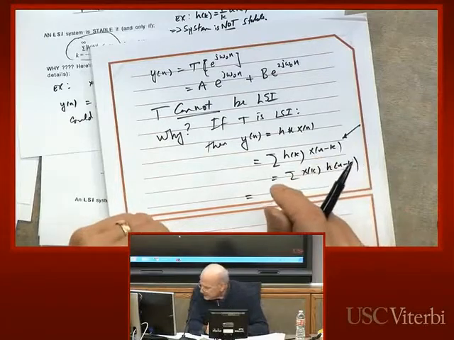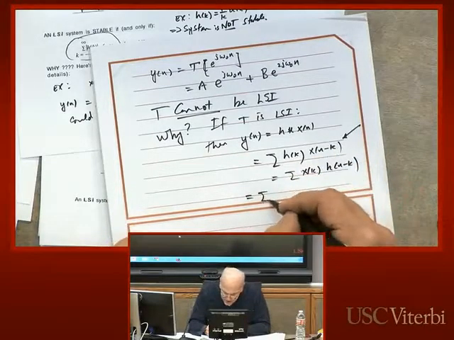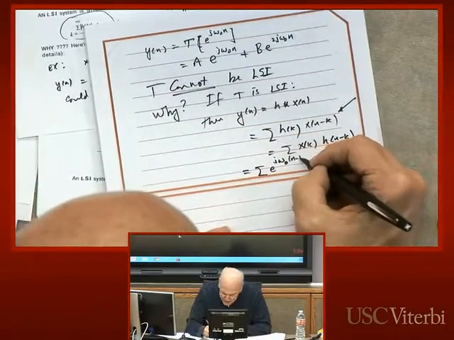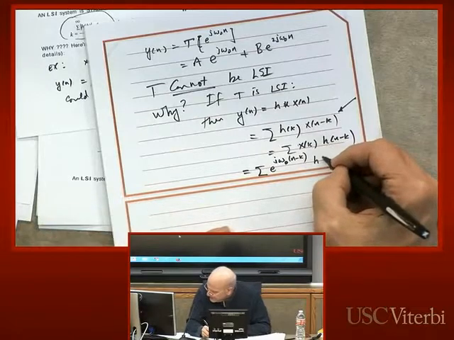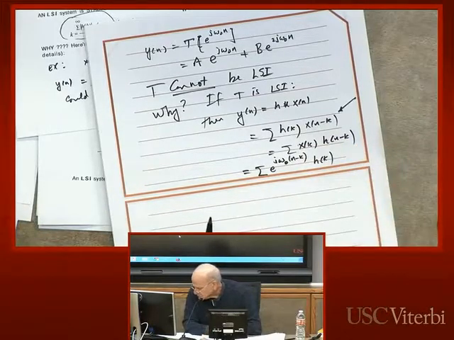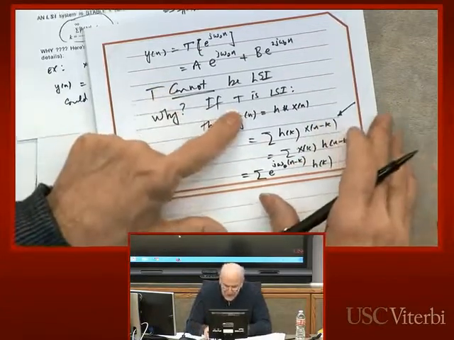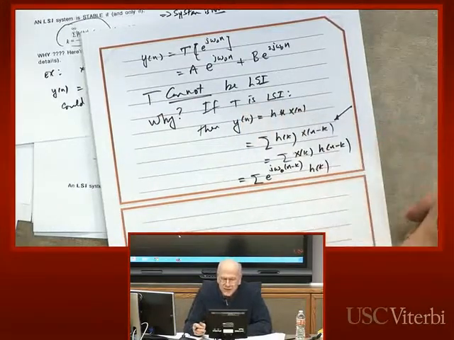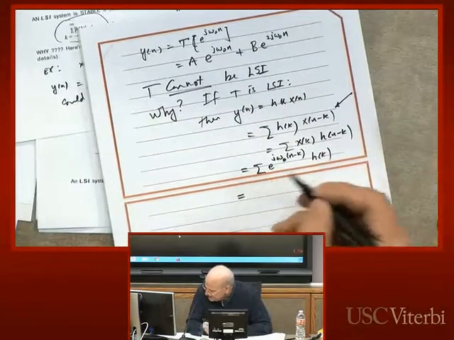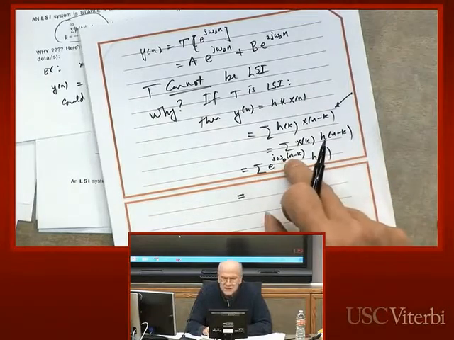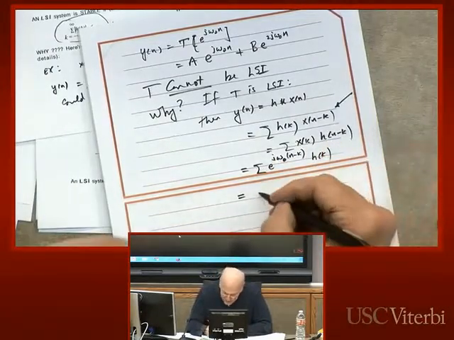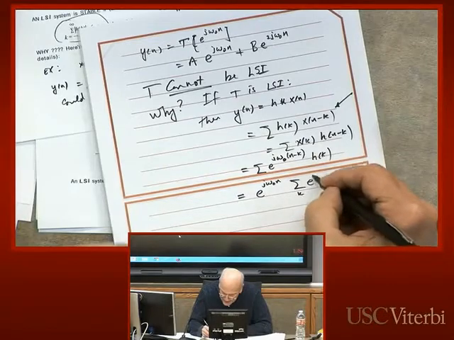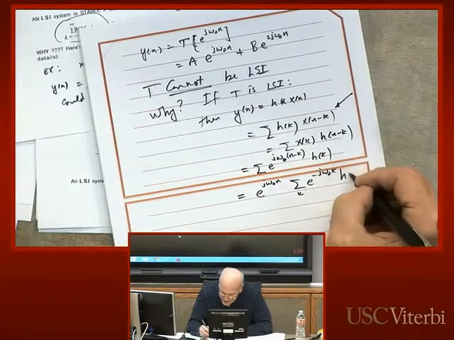Anyway, to continue, that's going to be the summation of e to the j omega naught n times h of k. Remember, the input is e to the j omega naught n. So if T is linear shift invariant, then we can write the output for any input. Check this out: n doesn't depend on k, so I can pull it out. This is e to the j omega naught n times the summation over k of e to the minus j omega naught k times h of k.